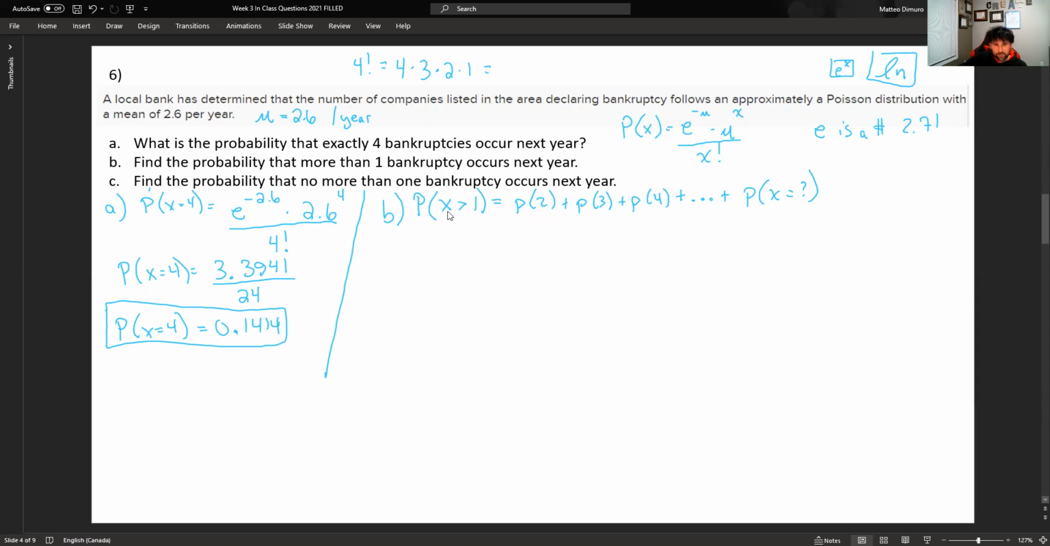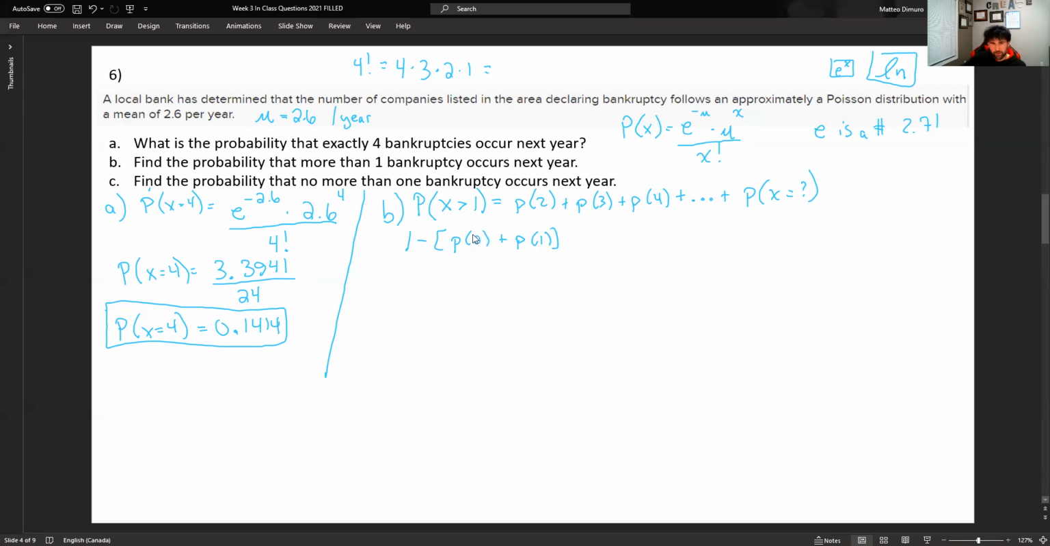Okay, so if the probability of X being greater than 1 is the probability of 2, 3, 4, 5, and so forth, then if I were to go 1 minus the probability of everything that is not in here, I'd be left with everything else, right? That's the complement rule. So what's not included in X greater than 1? Well, that would include the probability of 0 bankruptcies plus the probability of 1 bankruptcy. So that's the complement rule.